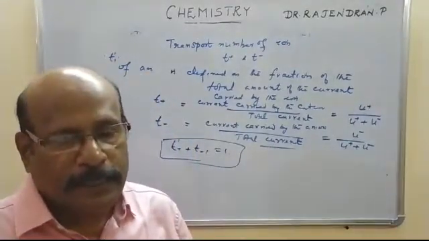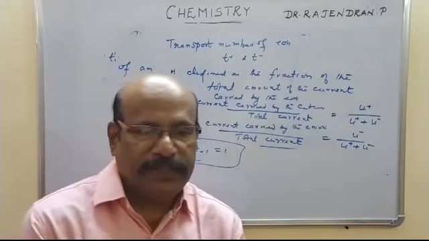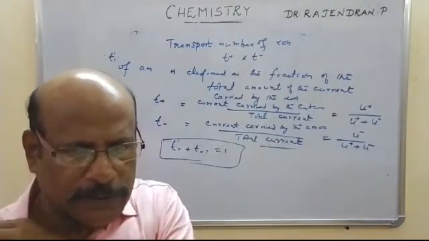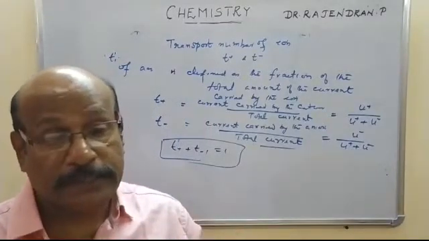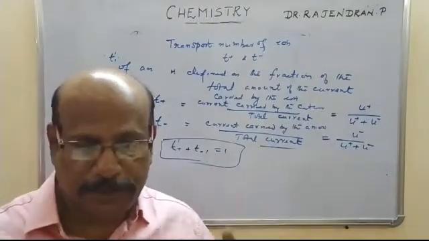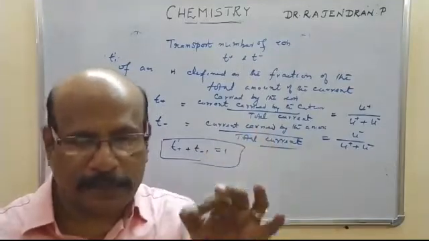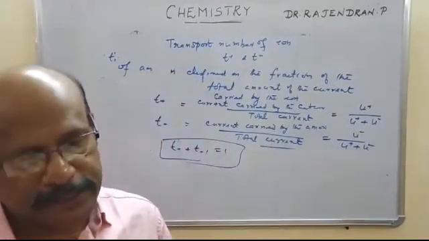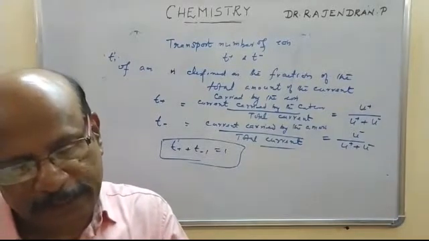So the cations are moving away from the anode towards the cathode. And similarly, under the influence of the electric field, the anion has a tendency to move away from the cathode and move towards the anode. Once again, under the influence of the electric field, the cation has a tendency to move away from the anode and move towards the cathode. Therefore, there occurs a fall in concentration around the anode. That's important.